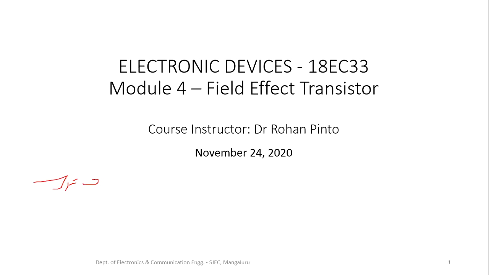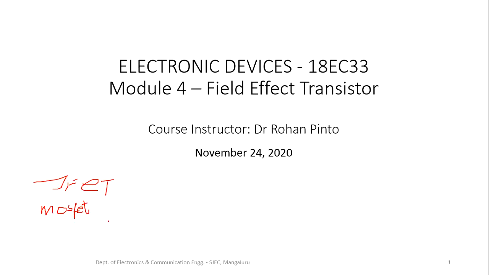The two main types of FETs are the junction field effect transistor, that is JFET, and the metal oxide semiconductor field effect transistor, that is MOSFET. So these are the two types of field effect transistors.